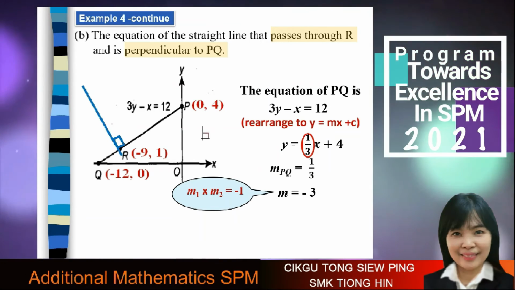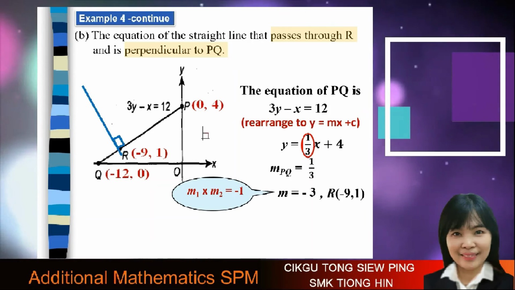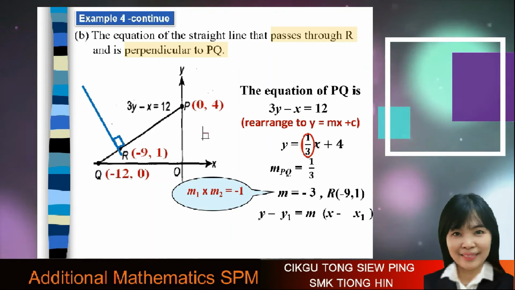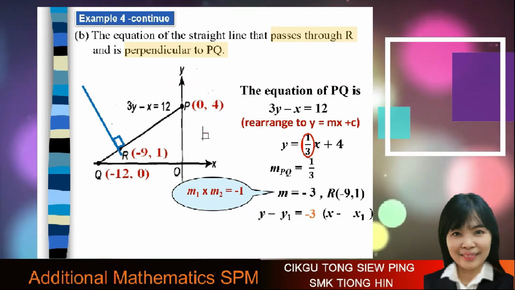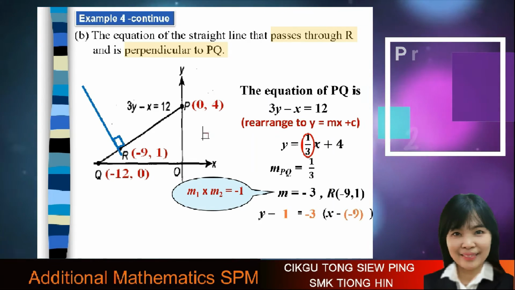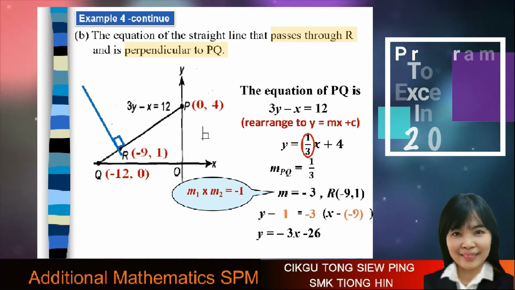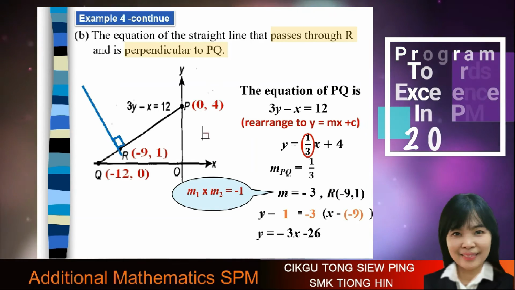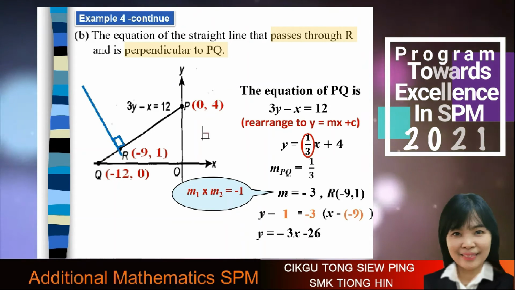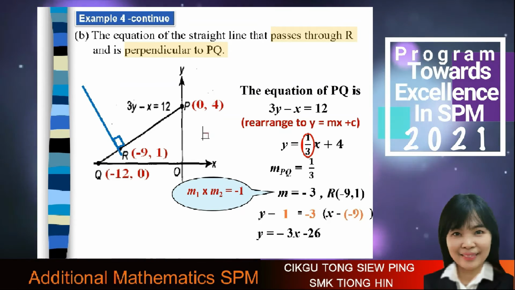Since we know that the gradient of the perpendicular line is -3 and R is -9 and 1, we can substitute it into the following equation. And expand it, rearrange, we get y equal to -3x minus 26. This is the equation of the straight line that passes through R and is perpendicular to PQ.